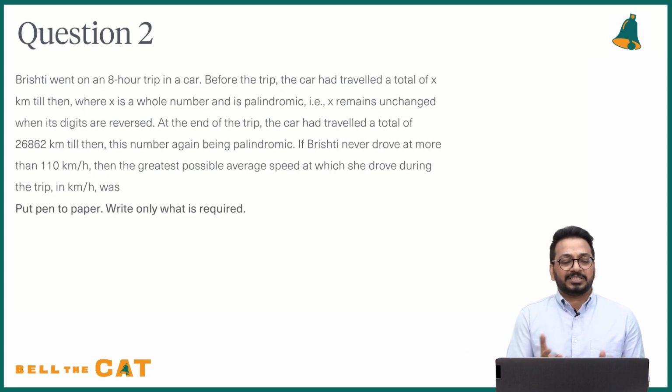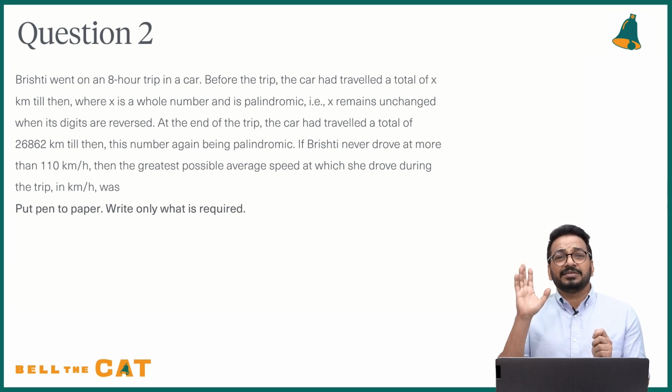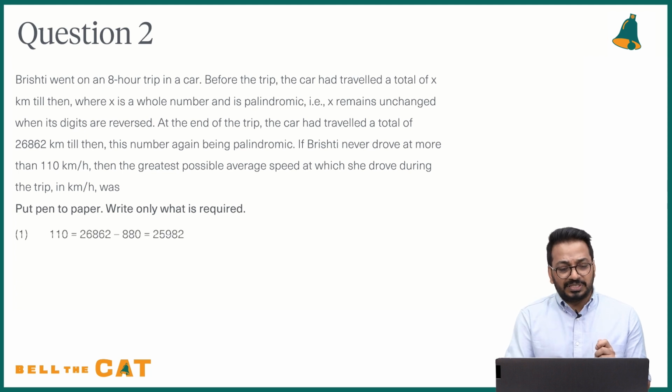Put pen to paper, next step, write only what is required. 26862 minus, first option is 110. Substitute 110 into 8 hours. 110 into 8 is 880. 26862 minus 880, right? So what happens there? What is the number that you get? 25982. Is 25982 a palindrome? No. From left to right, it is 25982. From right to left it is 28952. Next option is what? 100.